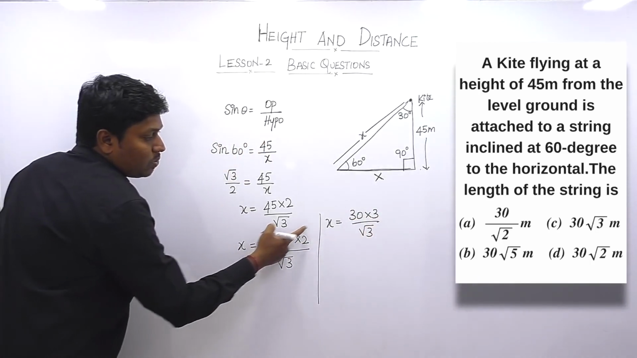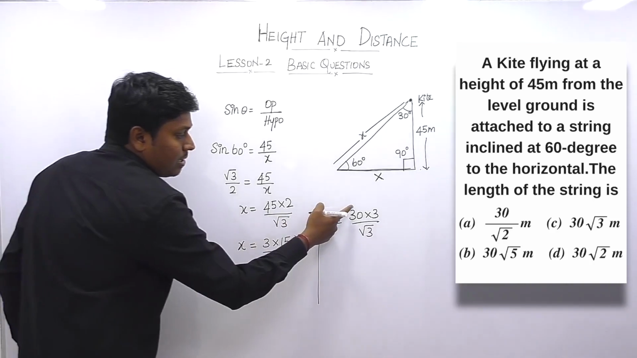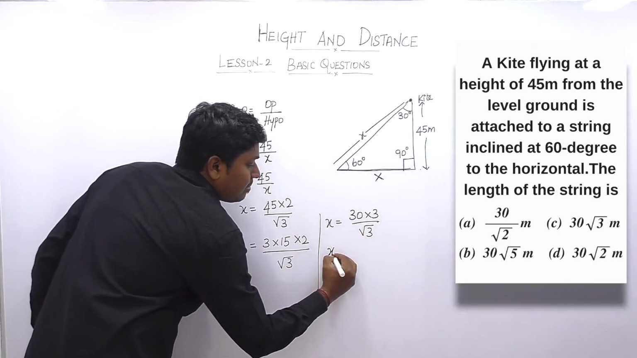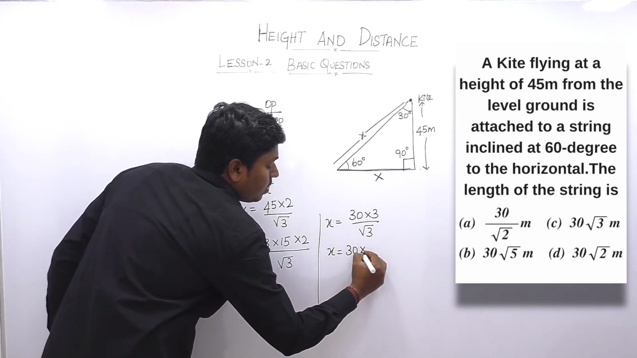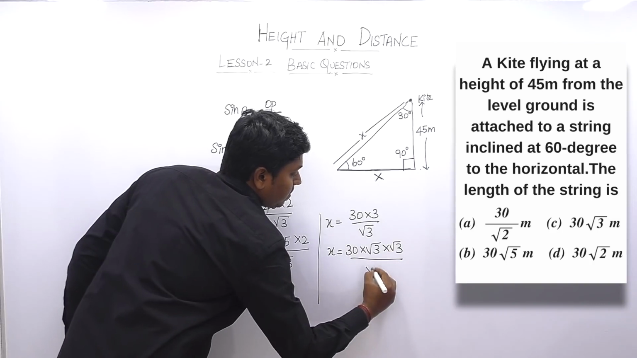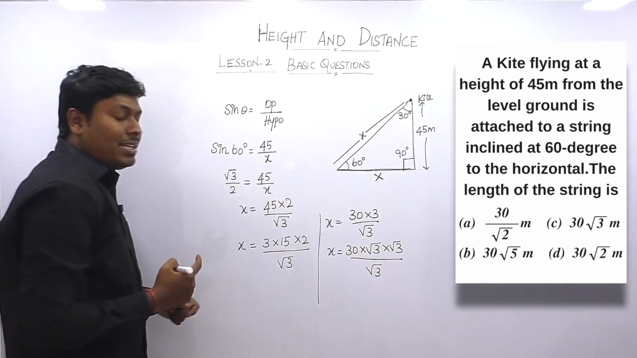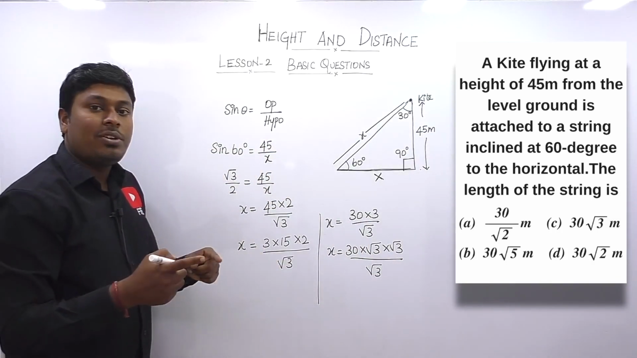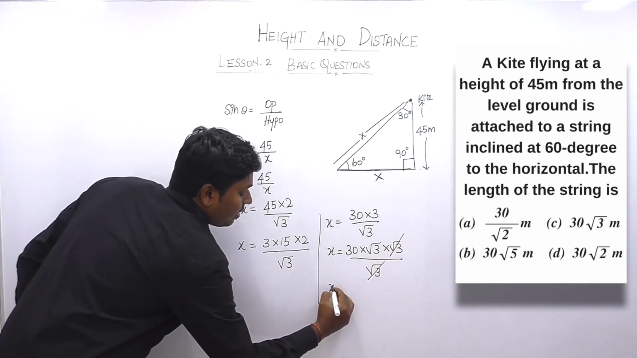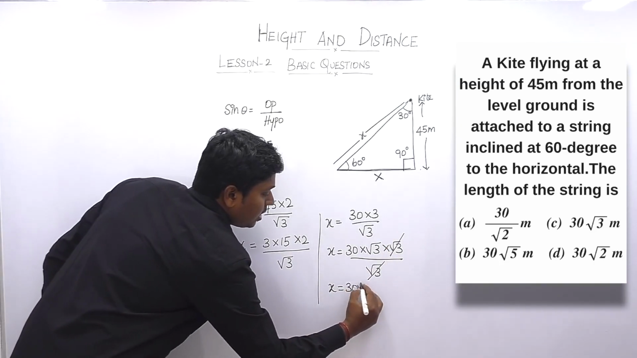Friends, 15 into 2 will be 30. So remaining will be 3. So 30 into 3 divided by root 3. And this 3 can be written as root 3 root 3. So root 3 into root 3 will be 3. So divided by root 3. Friends, got it? I am writing this 3 as root 3 into root 3 because root 3 into root 3 will be 3. Now we can cancel root 3 and root 3. So finally we got x is equal to 30 root 3.